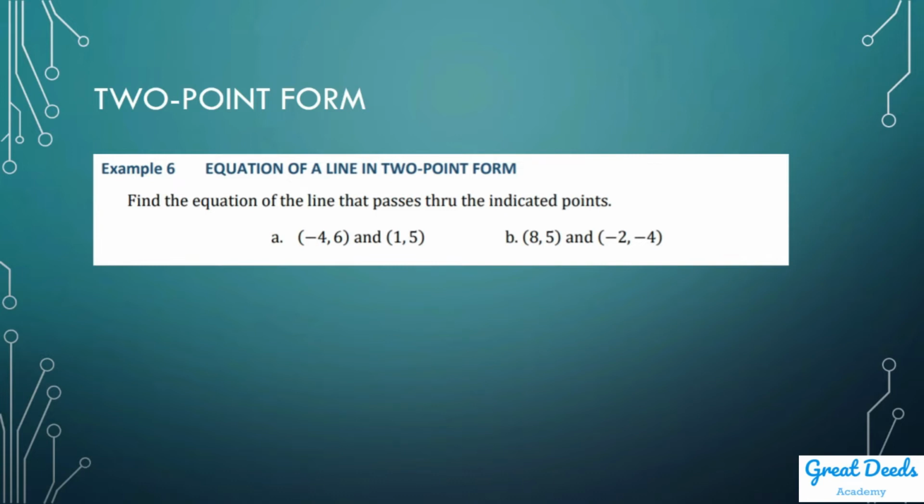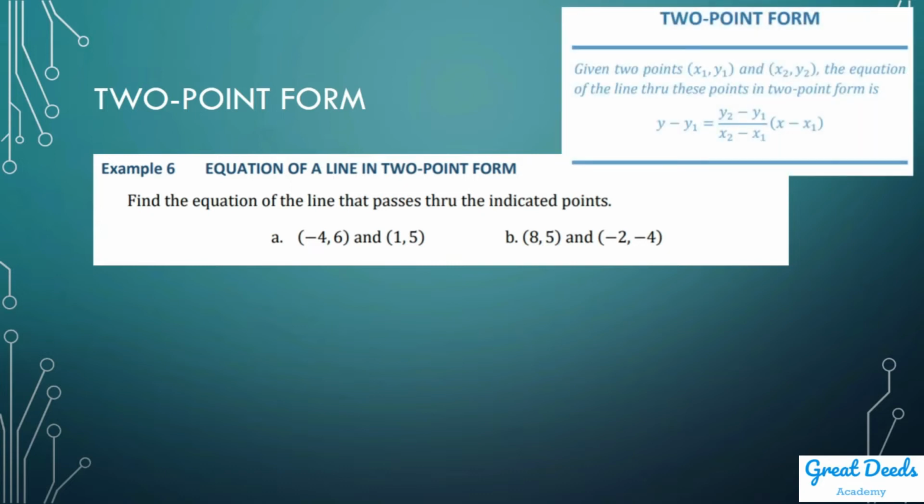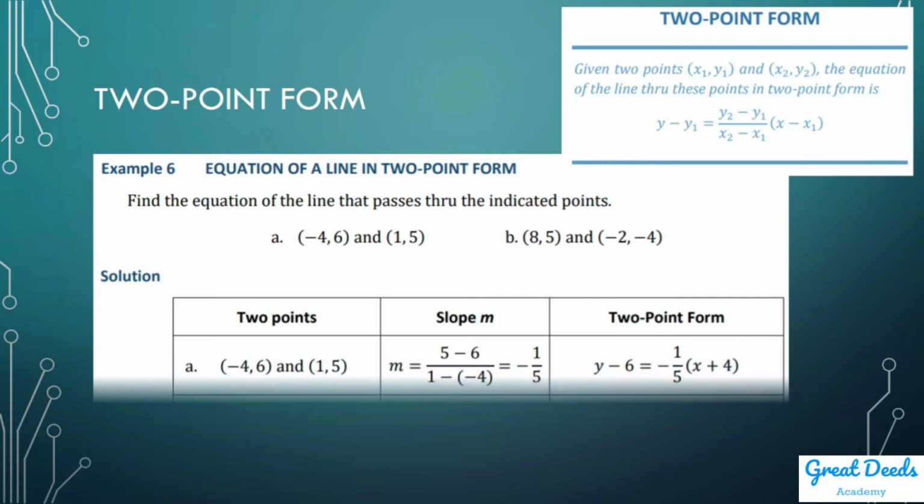Example 6, equation of a line in two-point form. Find the equation of the line that passes through the indicated points. For letter A, we have a line that goes through these 2 points, -4 and 6, 1 and 5. For letter B, we have this pair of points. So the first thing to do is to get the slope. Okay? Again, this is our two-point form.